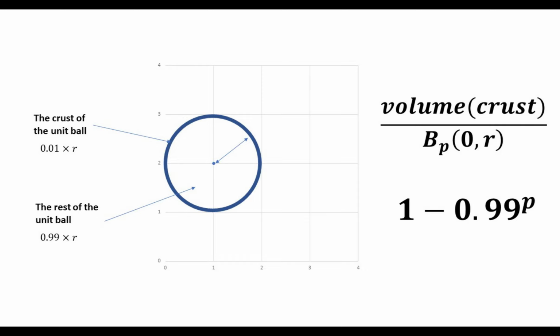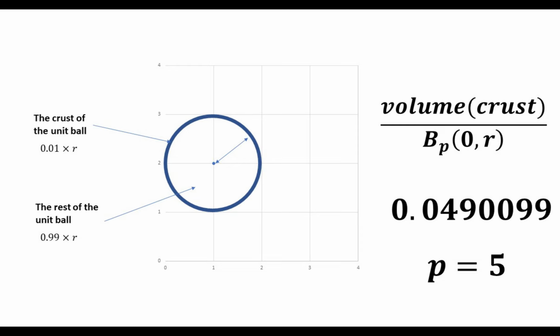For p equal to 2, it's roughly 2%, which makes sense as we can visualize. Now let's take p equal to 3. This value becomes 3%. And for p equal to 5, it's 5%. Now let's jump to 20. Man, that became 18%. Remember, the crust is only of length 0.01, like we have previously explained, and despite that, we have an unreasonable inflation of the ratio of this crust to the volume of the ball.